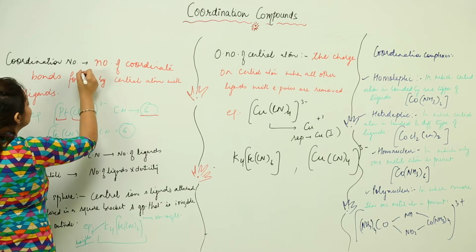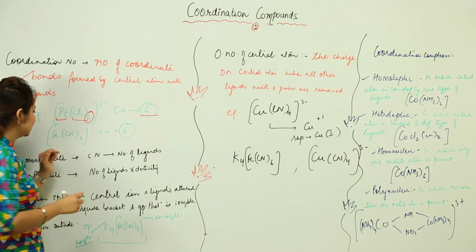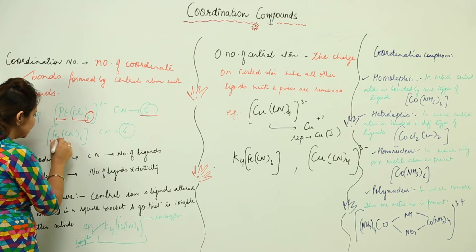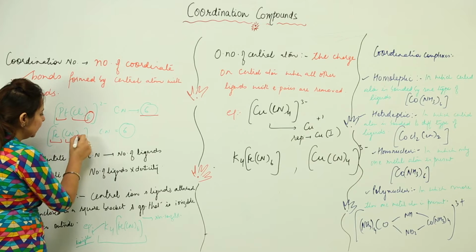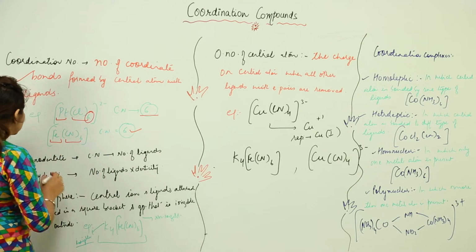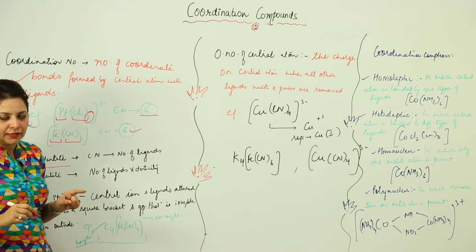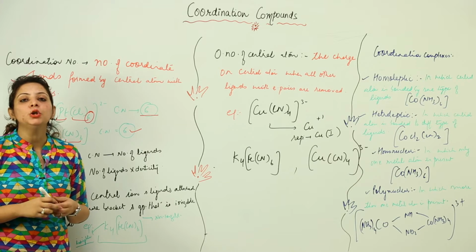So it indicates the number of coordinate bonds formed between the central atom and the ligands. For example, in this again, this is a central metal atom, these are the 6 ligands, so obviously the coordination number is going to be 6. So here I took an example of monodentate ligands, right? That means which have one donor site.